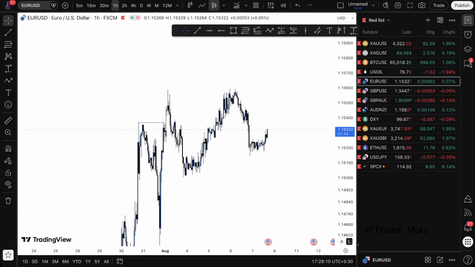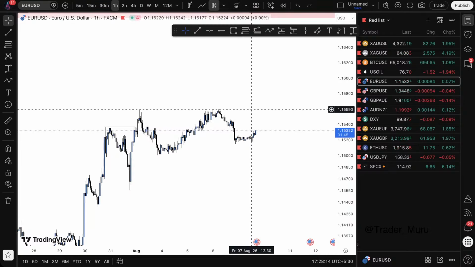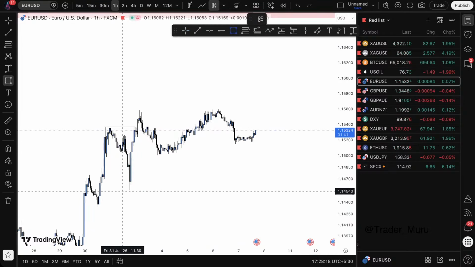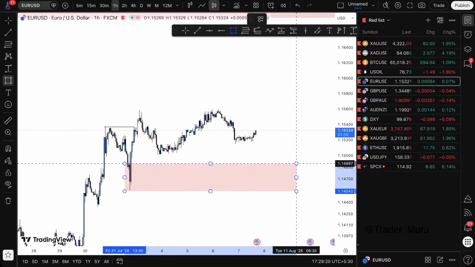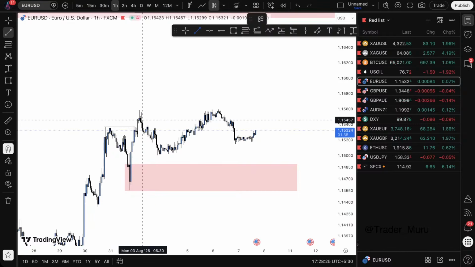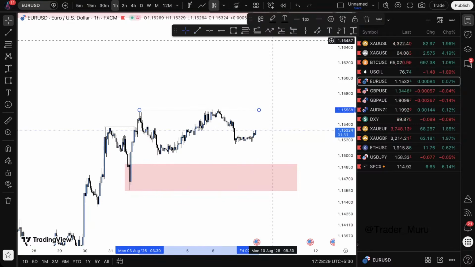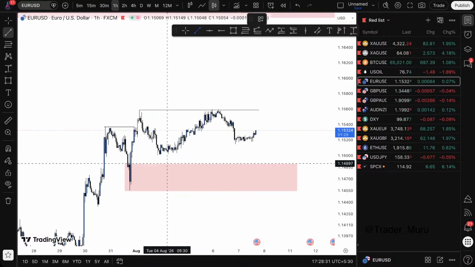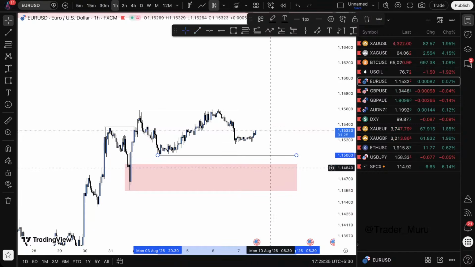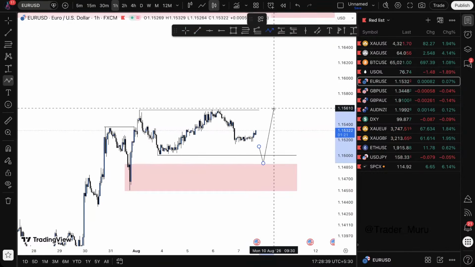Euro, one hour is looking bullish. From this area it can pump again. We have a failure of swing, and when we have this kind of structure, price is usually likely to sweep the low between that two high and then test that area again. So price can go like this.